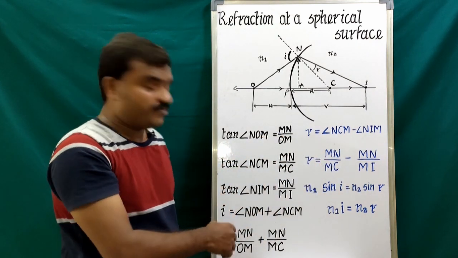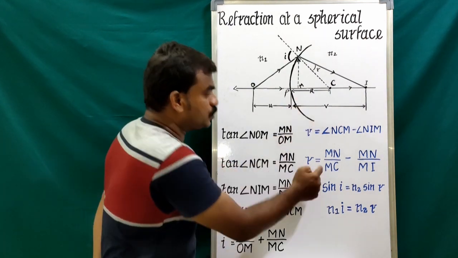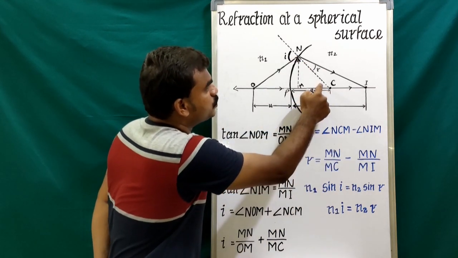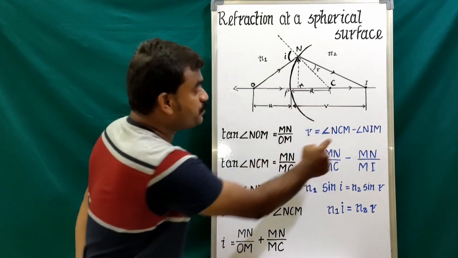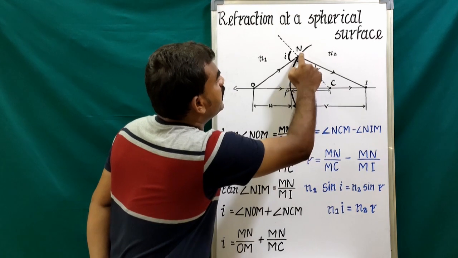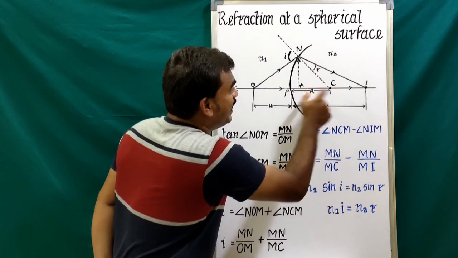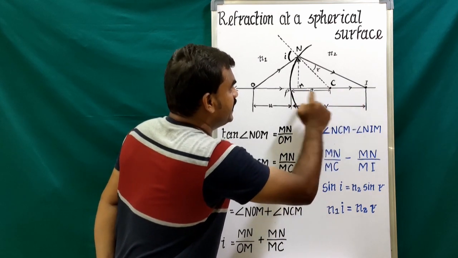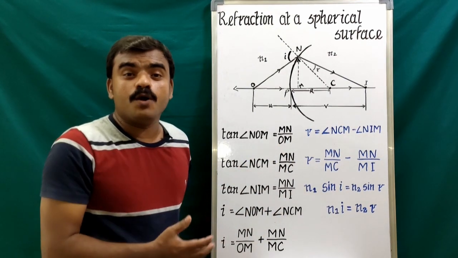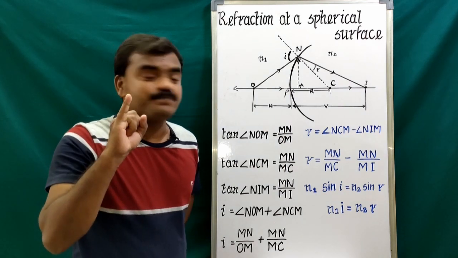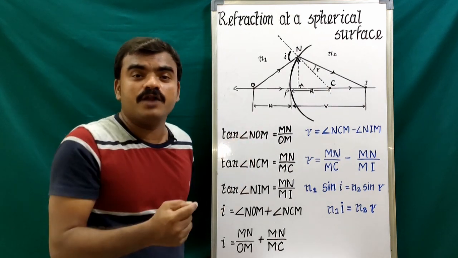So instead of NCM, we can write MN by MC. What we have done for i, similarly, tan theta is equal to opposite side by adjacent side. So for NCM, the opposite side is MN and the adjacent side is MC, minus NIM, where the opposite side is MN and the adjacent side is MI. So we got the r value also. Now we have found the values for i and r. Next, Snell's law. We have to apply this i value and r value in Snell's law.